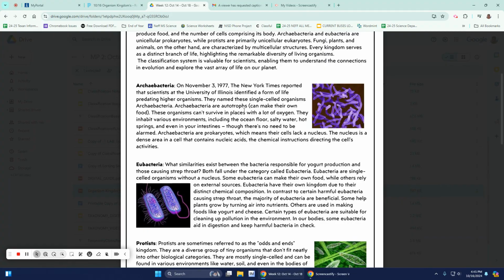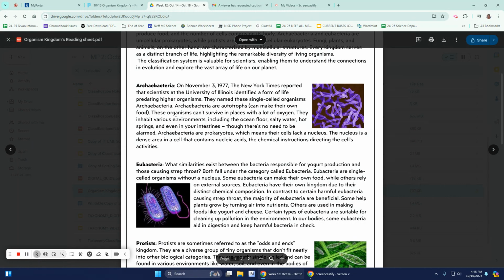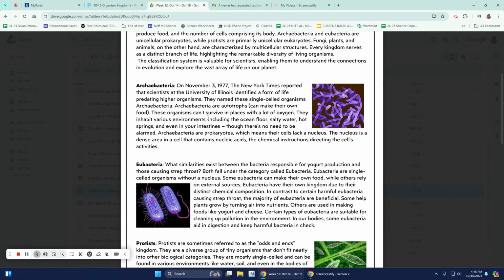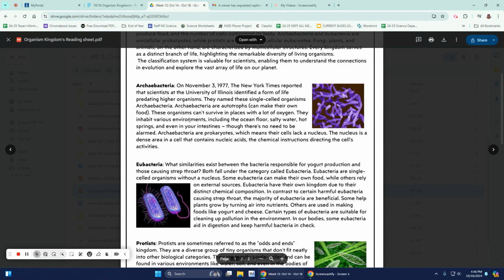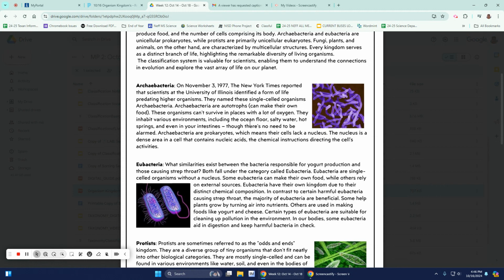Archaebacteria are autotrophs. They can make their own food. These organisms cannot survive in places with a lot of oxygen. They live in extreme environments. They inhabit various environments including the ocean floor, salty water, hot springs, and even your intestines, though there's no need to be alarmed.